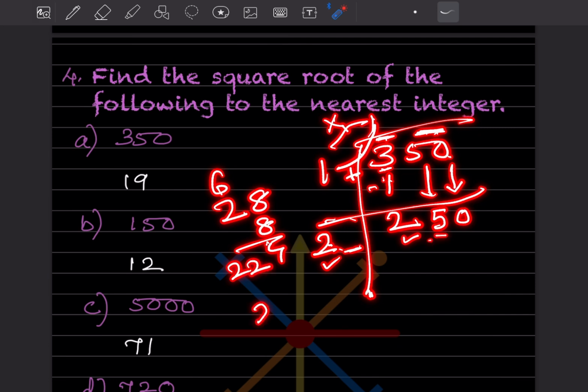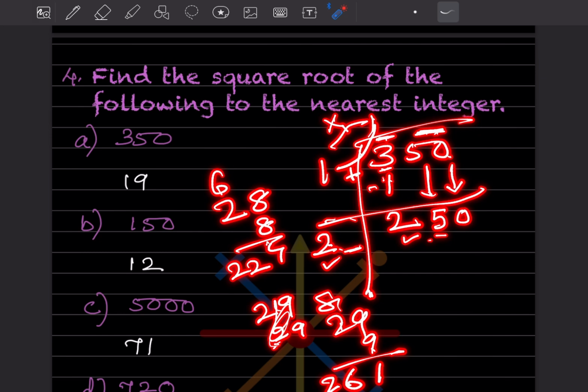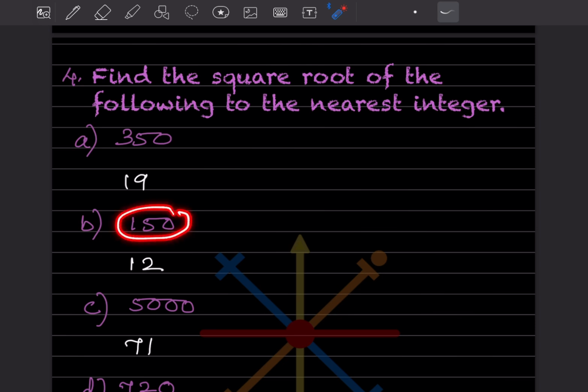If we take 29 nines, so this will be 9 twos are 18, and this one 9 ones are 9, 20, 261. So you can see 261 is close to this 250, and this is far off. So roughly we can make it 29 nines, because we want the nearest integer. So this is going to be 19 and not 18. Hope this is clear. Now again we will see for 150.